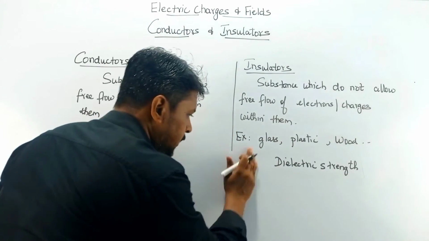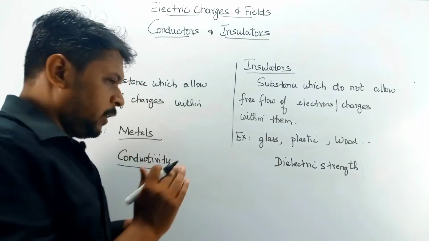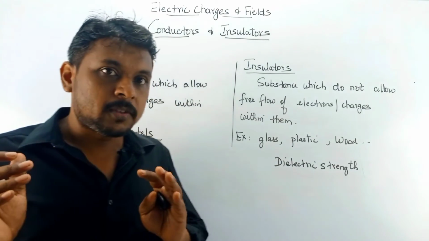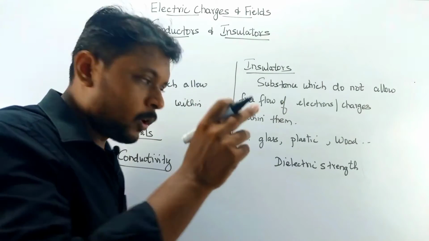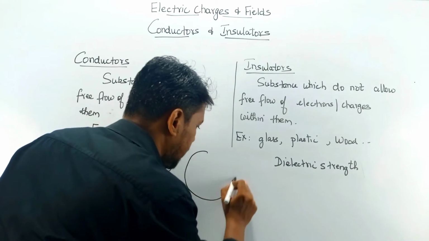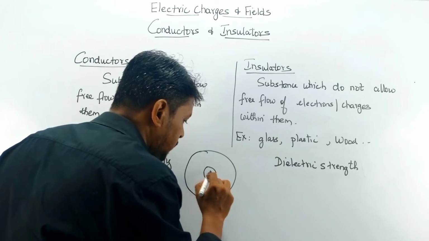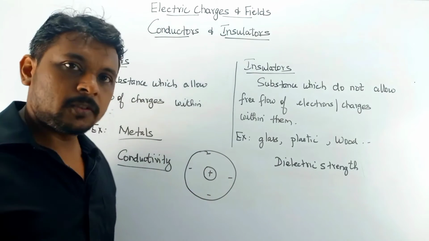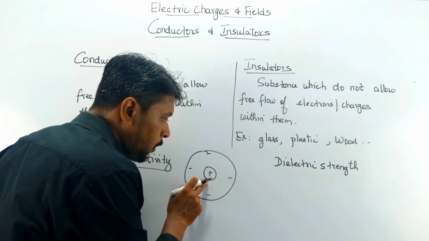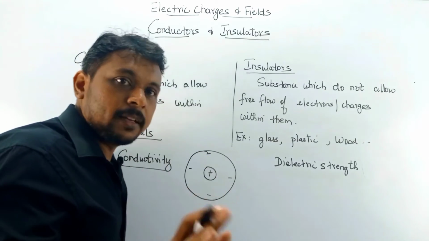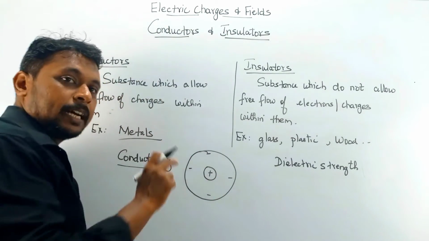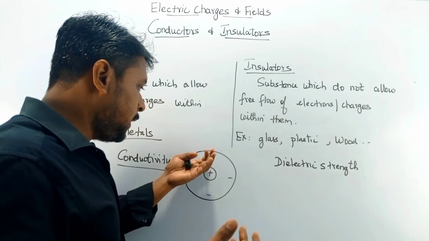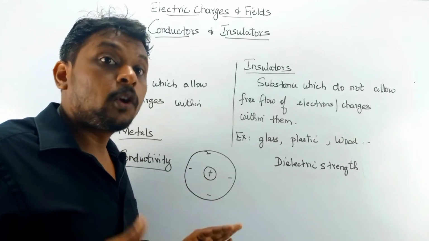Normally, we have free flow of charges or electrons within a material. Electrons flow from one atom to another. This is the structure of an atom: in the center you have a positive charge, surrounded by electrons, which are negative charges. There is a force of attraction between the positive and negative charges in all materials. In a conductor, this force can be easily overcome and electrons can be easily taken out.